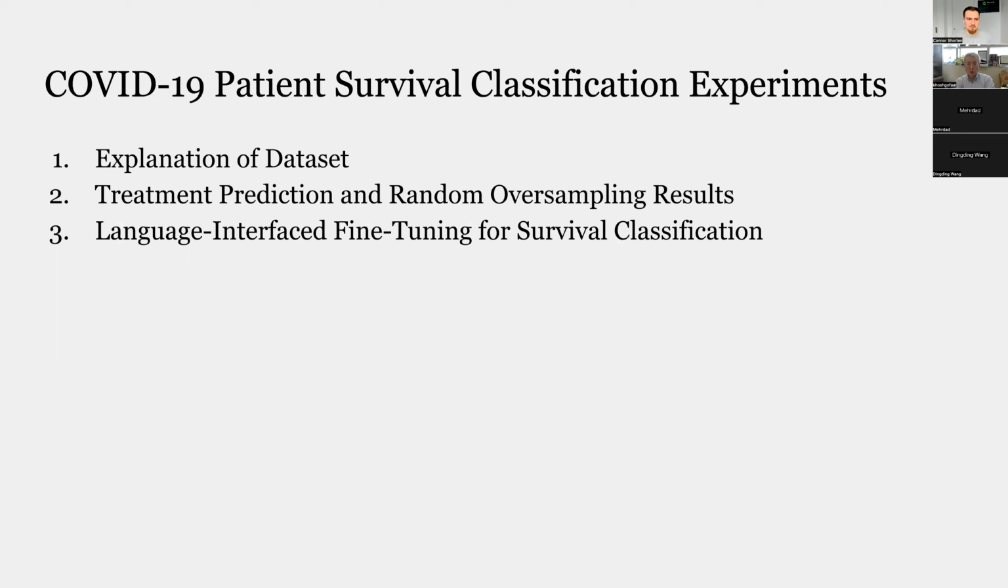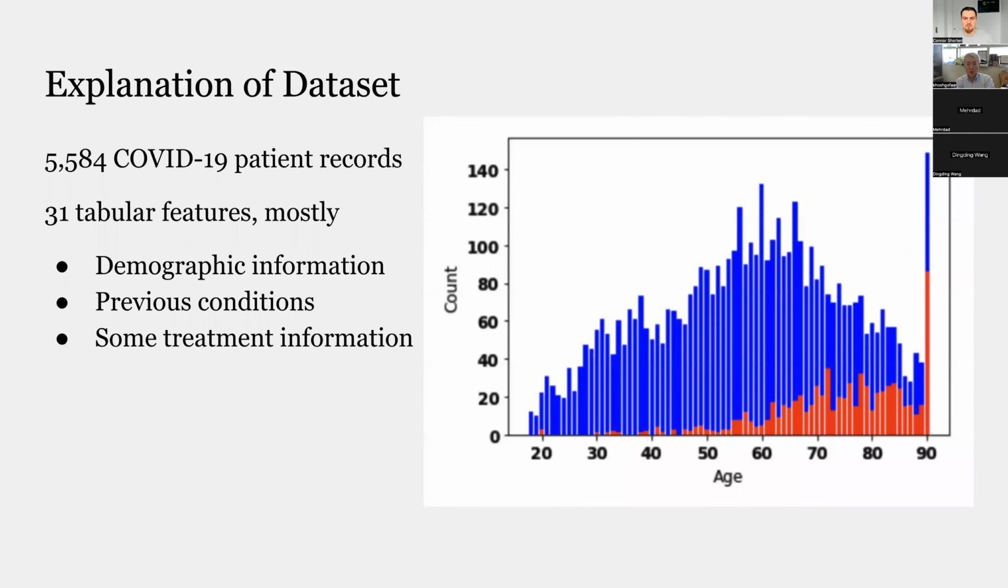So the next big experiment was looking at this COVID-19 patient survival classification. So this was an interdisciplinary team with myself, Dr. Koshkofter, and then the College of Nursing, and then the Memorial Healthcare System. So we had this data set that was about 5,600 COVID-19 patient records, and we had a lot of features, but they were kind of messy. So in the end, the modeling experiments were done with 31 tabular features, which is mostly demographic information, previous conditions. And we do have some treatment information in there, but we didn't use that in the experiment.